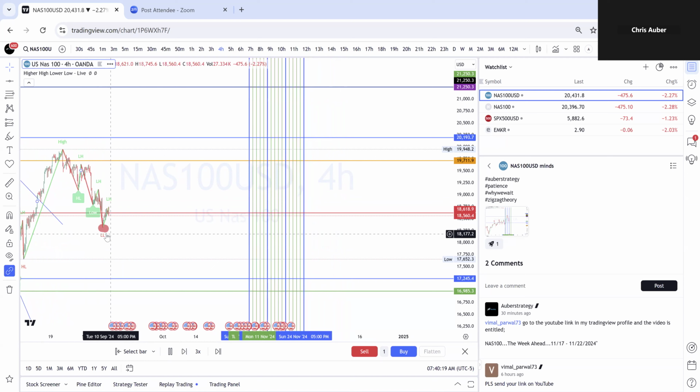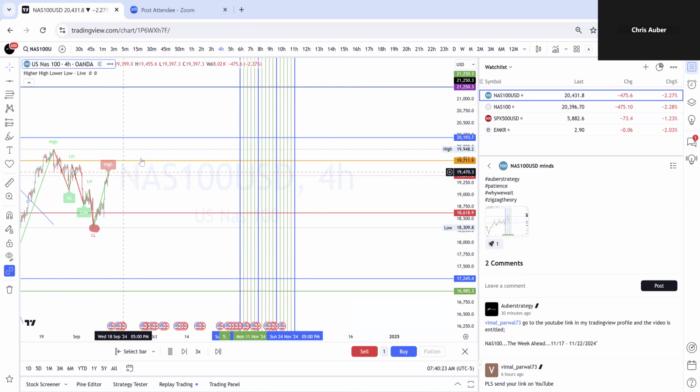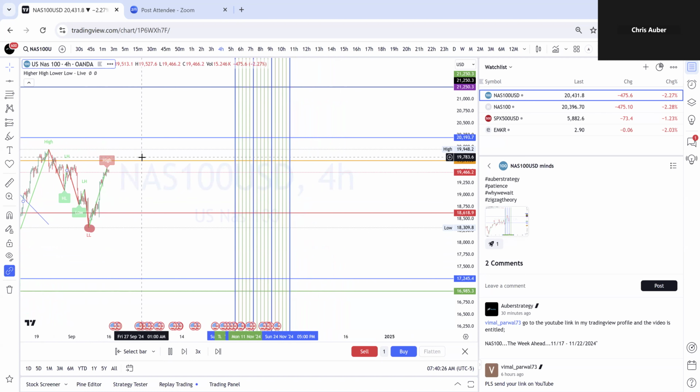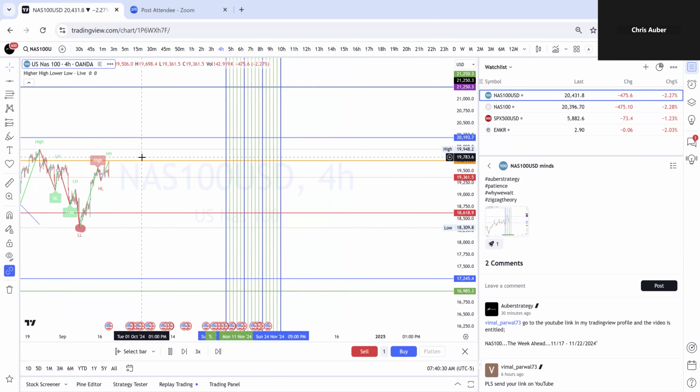See, it came back, I'm in the red again. But look at what happens. No sooner than I'm in the red, I'm back in the green. Okay, you've got to trade the trend. And that's one of the reasons why I tell you guys, I just simply wait.